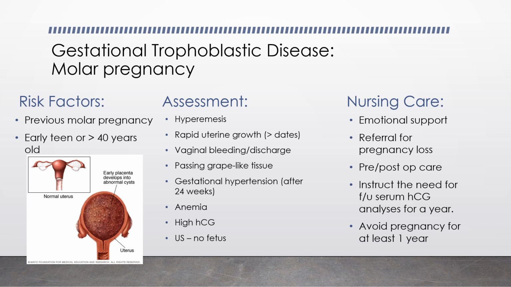This woman needs to have a D&C or a D&E to remove that abnormal tissue, and we need to instruct the woman that they need follow-up HCG levels for at least a year, and they should avoid pregnancy for at least a year. So part of our nursing care is making sure that they understand that they need that year-long follow-up as well as good birth control for at least 1 year. Getting pregnant again before that 1 year puts them at a higher risk of cancer.